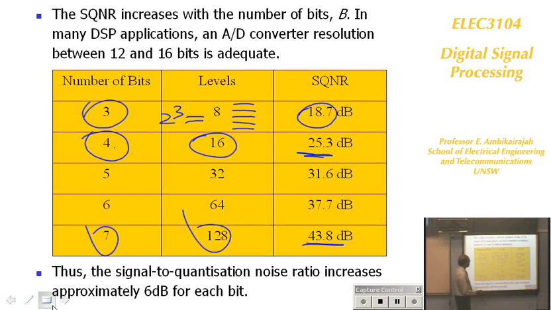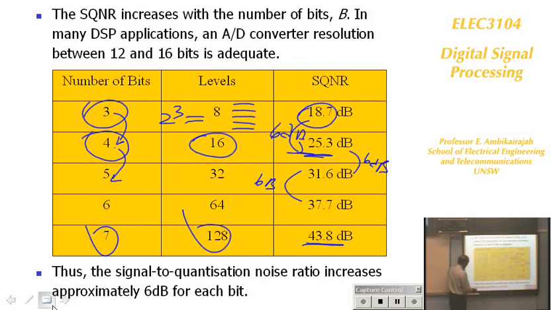So you can see that every time you increase a bit by 1 bit at a time, the signal to quantization noise ratio increases by approximately 6 dB. So if you have got eight bits, the signal to quantization noise ratio is 8 times 6, which is 48. So 48 dB there.